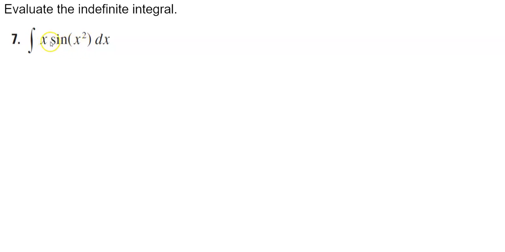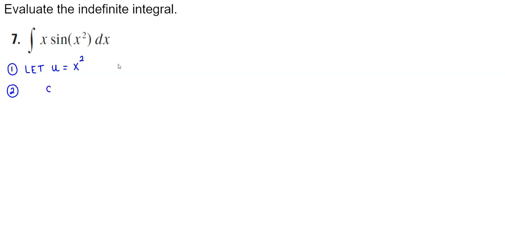So if you take a look at this, what is the derivative of x squared? Well, the derivative of x squared is 2x. Well, that x could possibly be substituted with this x and that dx. So what we're going to do is let u equal x squared. So in step number 1, let's go ahead and do that. We're going to let u equal x squared.